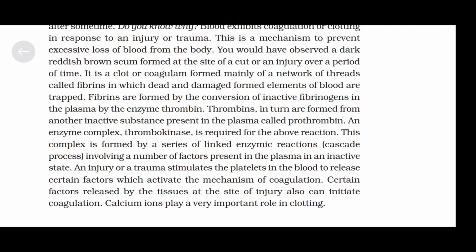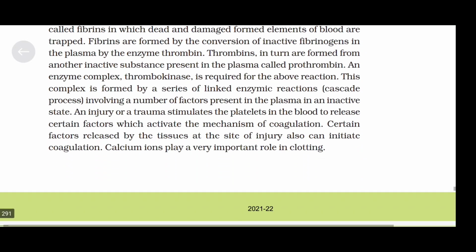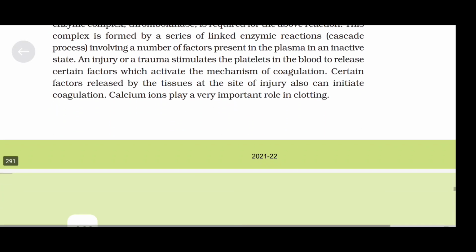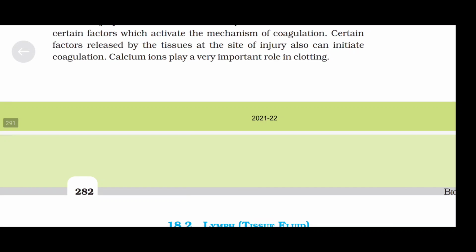This complex is formed by a series of linked enzymic reaction cascade processes involving a number of factors present in the plasma in an inactive state. An injury or a trauma stimulates the platelets in the blood to release certain factors which activate the mechanism of coagulation. Certain factors released by tissue at the site of injury also initiate coagulation. Calcium ions play a very important role in clotting.